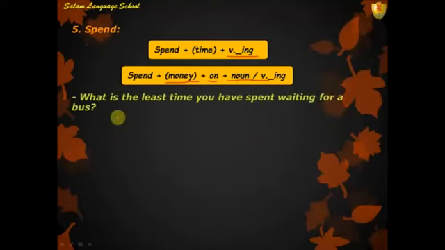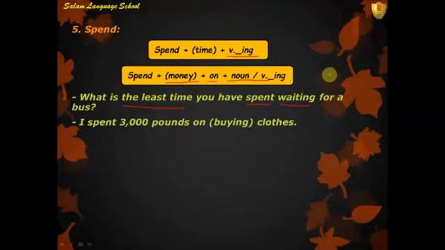The first one, what is the least time? We have here the least time. You have spent, this is the verb here, waiting, this is the gerund, for a bus. So, what is the least time you have spent waiting for a bus? The second example, I spent £30,000 on buying clothes. I put buying in brackets because you can use it or not. You can use, we said here, a noun or a gerund or verb ing. So I spent, this is the verb here, £30,000 on, the preposition, buying clothes or on clothes.